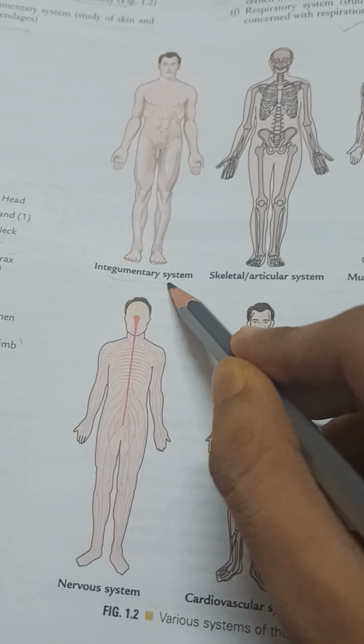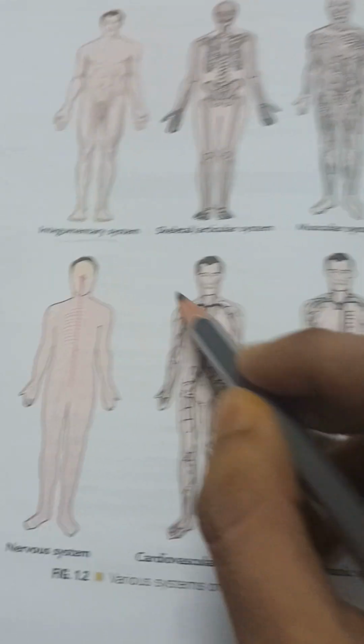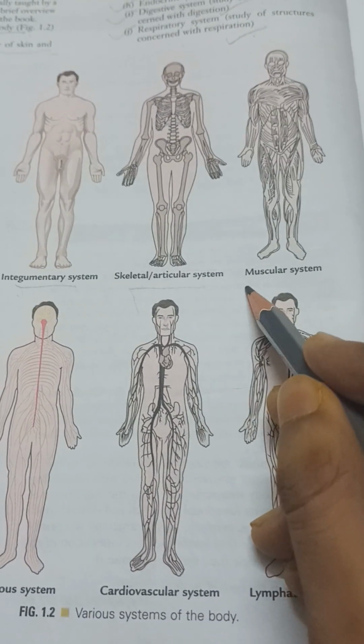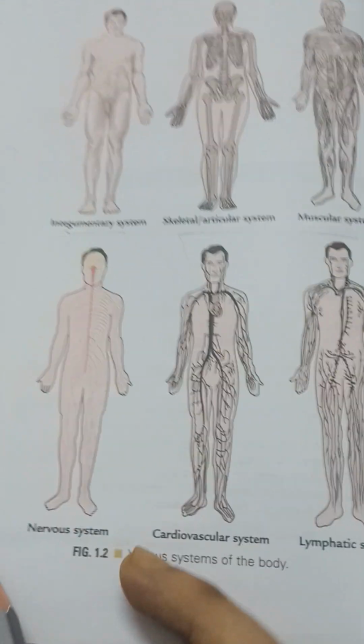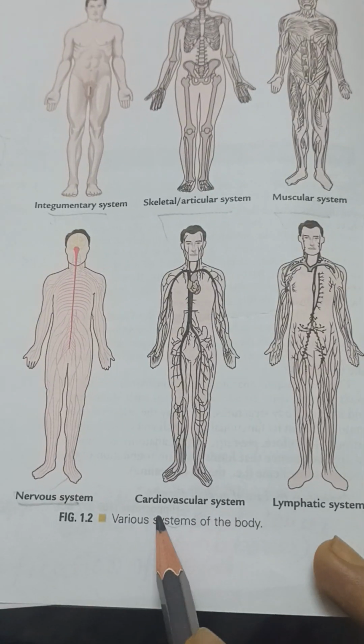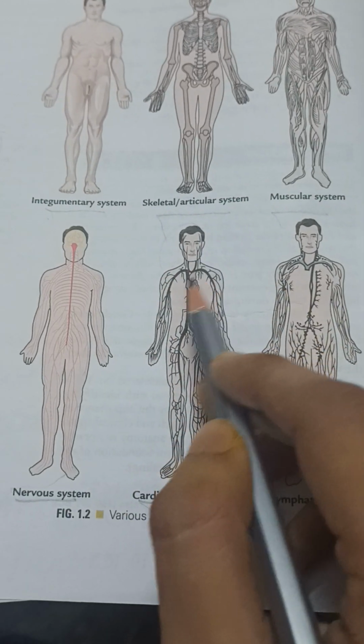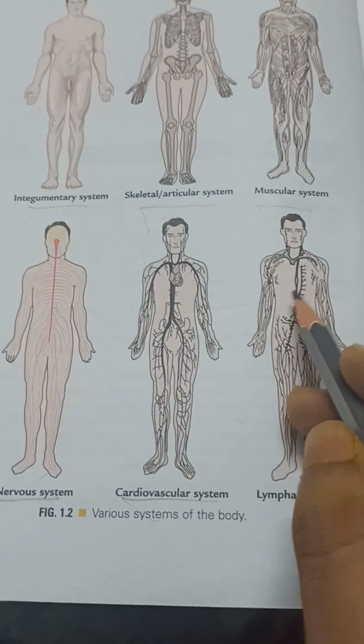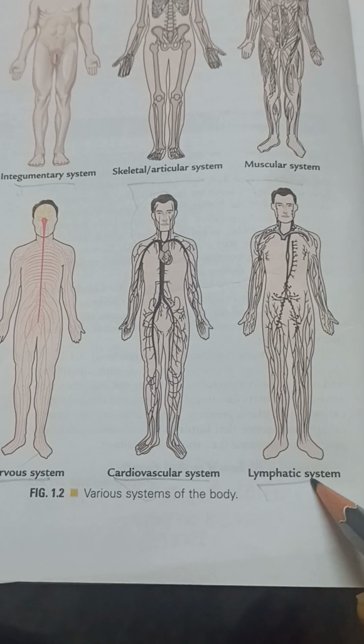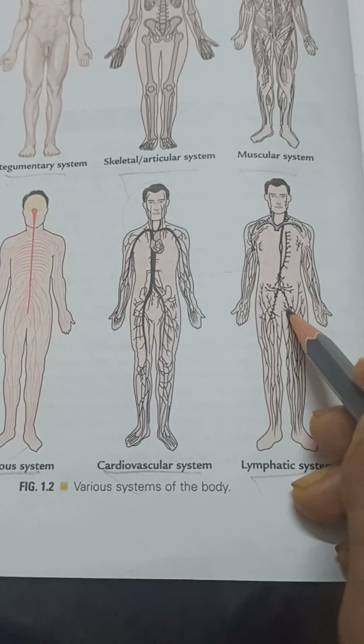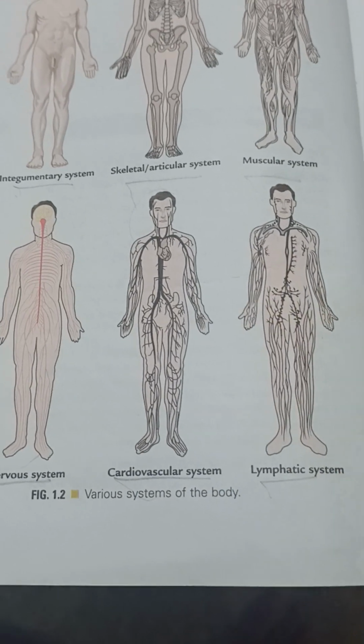Next, these are the systems: integumentary system, that is the skin, skeletal / articular system, muscular system, nervous system, cardiovascular system, that is the heart along with blood vessels, and this is the lymphatic system, all the lymph nodes and other lymphatic vessels are shown here.